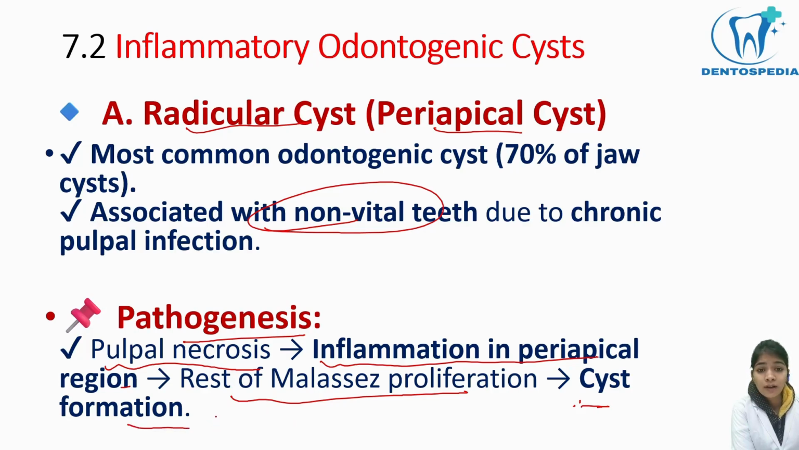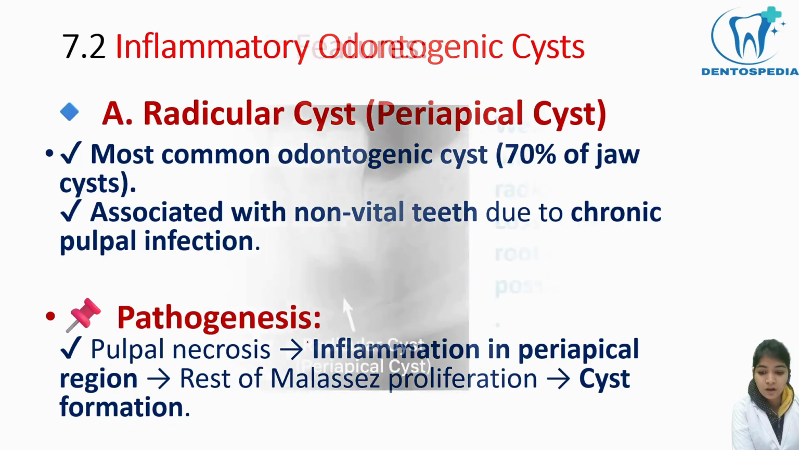So there will be necrotic pulp, there will be periapical inflammation and thus epithelial proliferation, and then the cyst will form. So this was the pathogenesis.